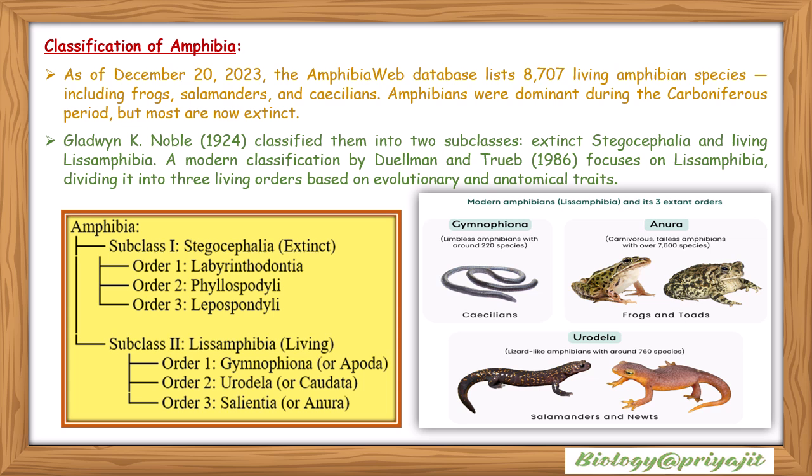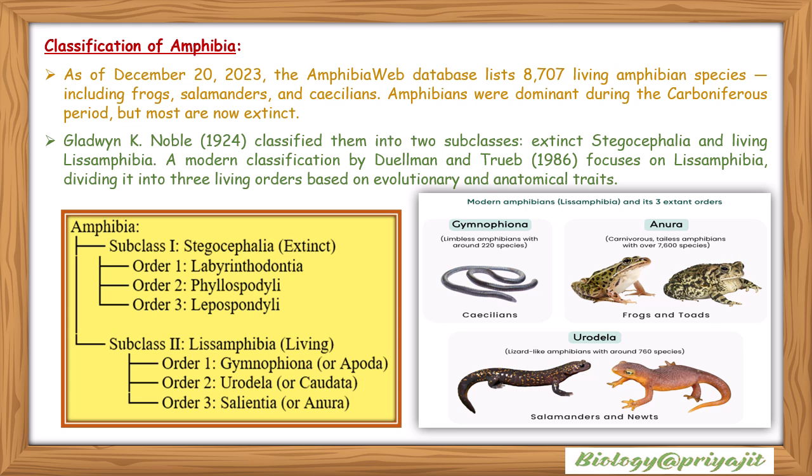Goodrich in 1924 classified them into two subclasses: extinct Stegocephalia and living Lissamphibia. A modern classification by Duellman and Trueb in 1986 focused on Lissamphibia, dividing it into 3 living orders based on evolutionary and anatomical traits. So Amphibia basically has 2 subclasses.